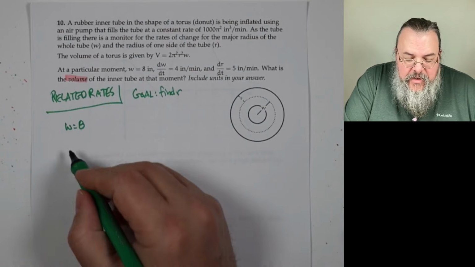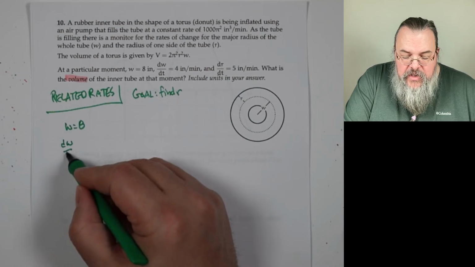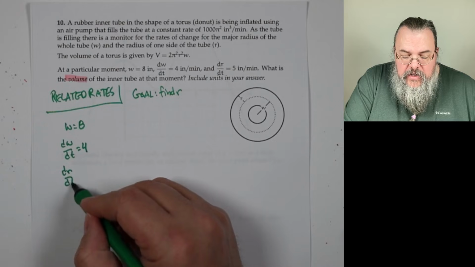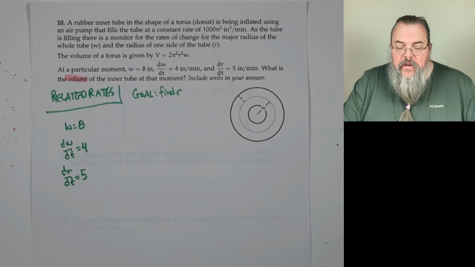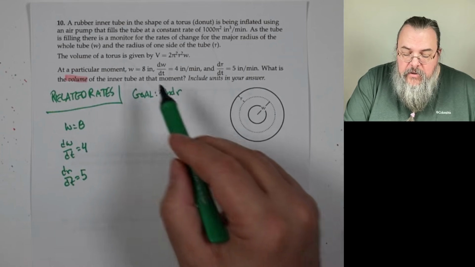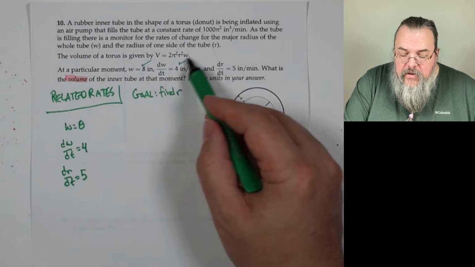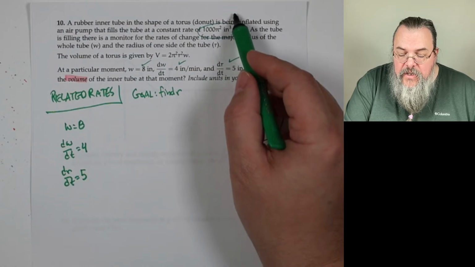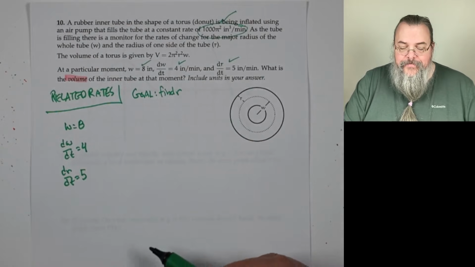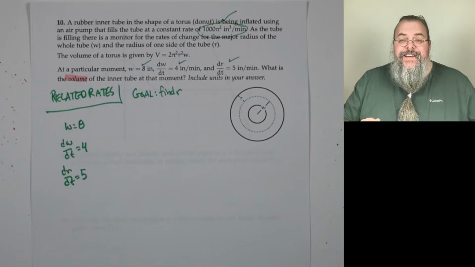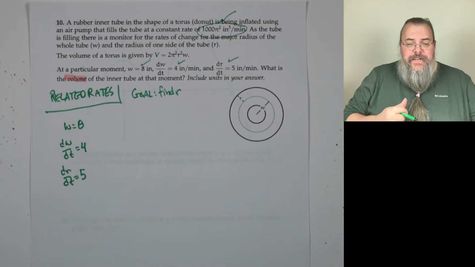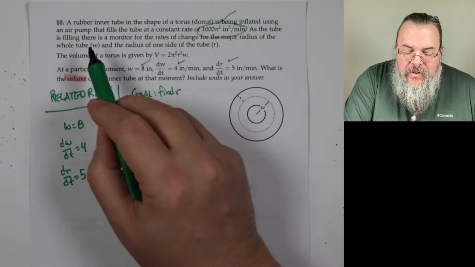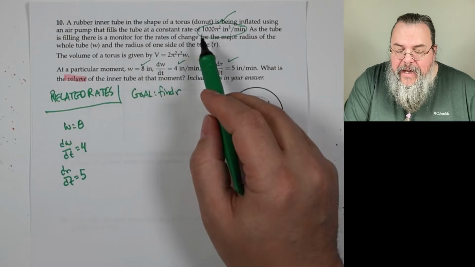So W equals 8. dW/dt is 4. dR/dt is 5. And all right, so we've gotten that term, that term, that term. But notice there's this one other expression. What is this? That's a number. And so oftentimes when I see a number in a math problem, I want to say, well, what is being represented here? So the air pump fills the tube at this rate.